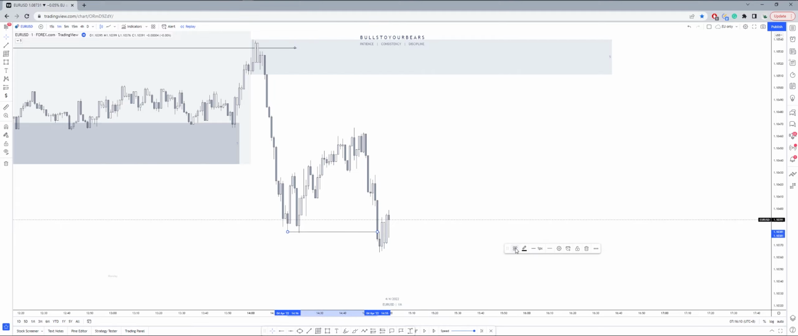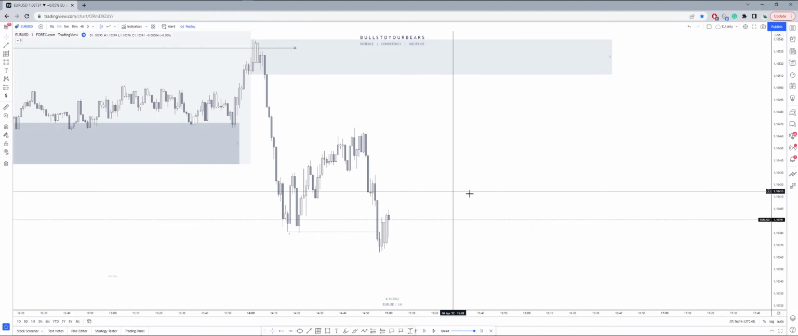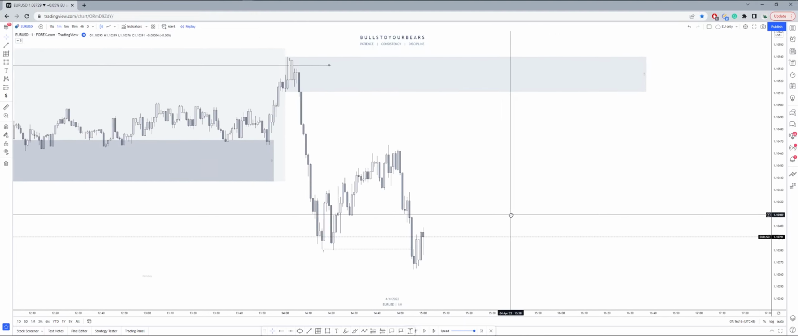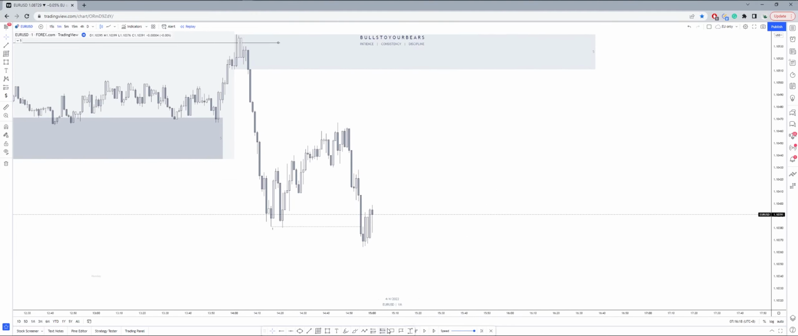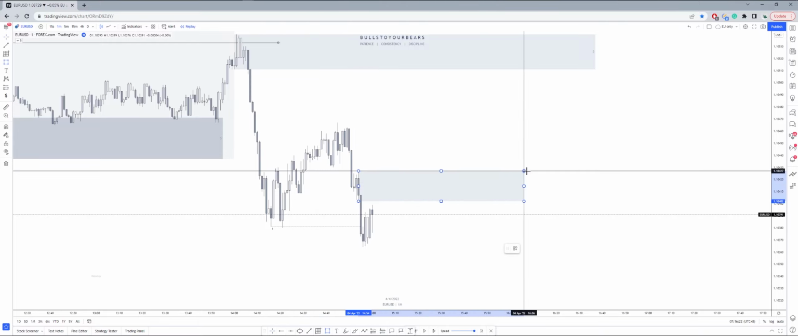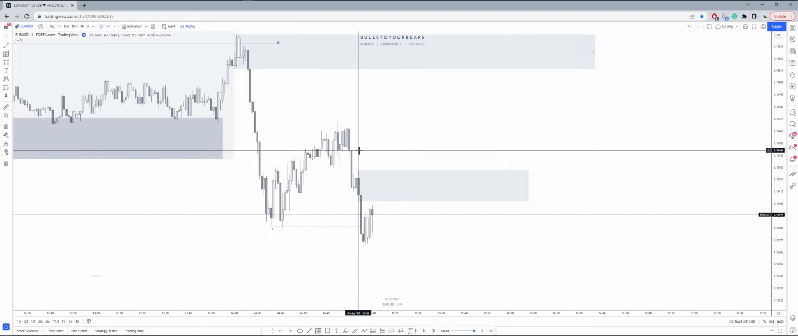What can we see? We see a break of structure over here. Where's my break of structure? Sorry, I'm a little rusty. It's too early in the morning. Break of structure. What causes the break? This one caused the break.